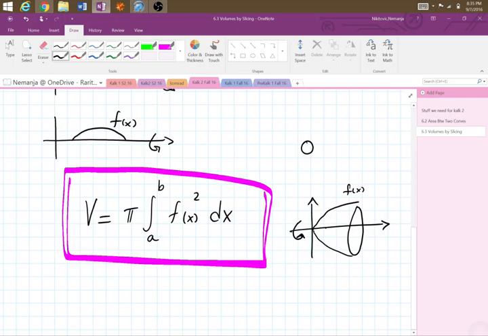I'm going to draw that disk in. I cut a little disk. It's going to have a very, very tiny thickness there, delta x.